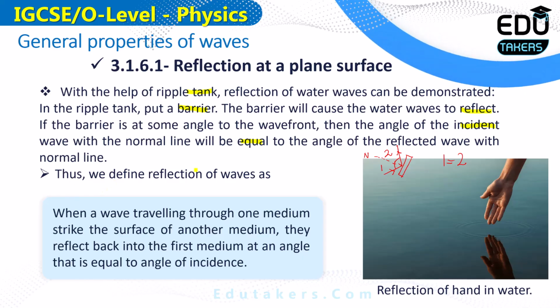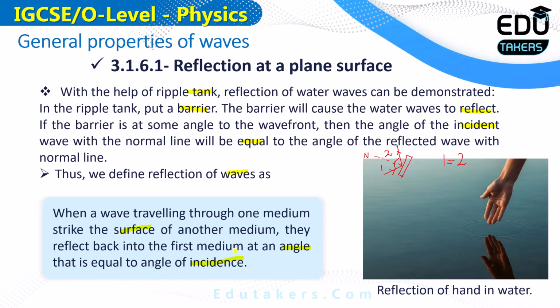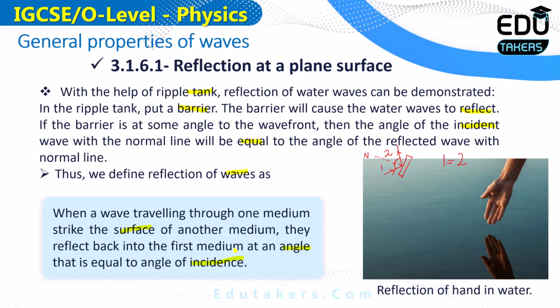Then how can you define the reflection of a wave? When a wave travels through one medium and strikes the surface of another medium, it reflects back into the first medium at an angle that is equal to the angle of incidence. This means the reflected wave makes an angle with the normal line, and this angle should be equal to the angle of the incident wave with the normal line.